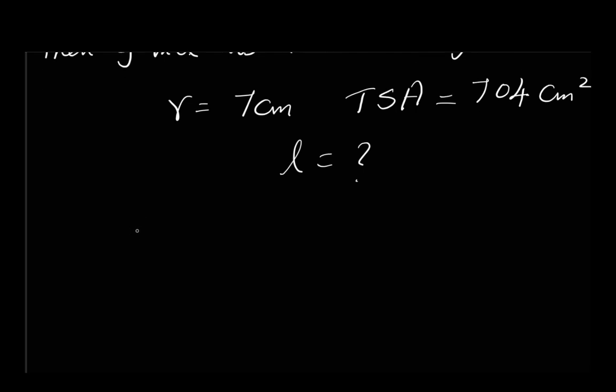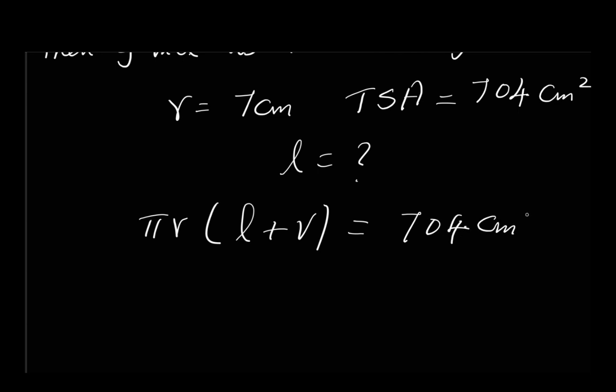So the total surface area formula is pi R into L plus R, which is equal to 704 centimeter square. Pi is here 22 by 7. R is 7, and L we have to find.